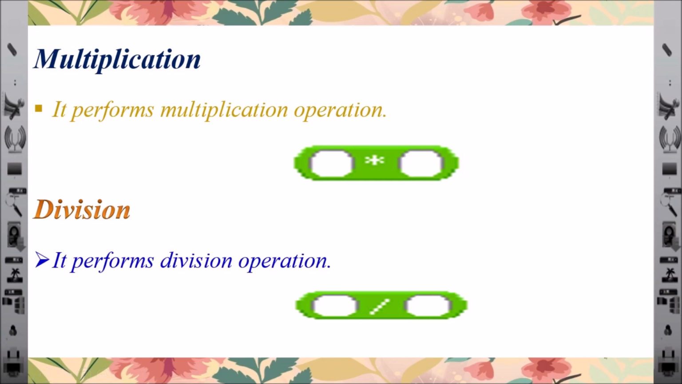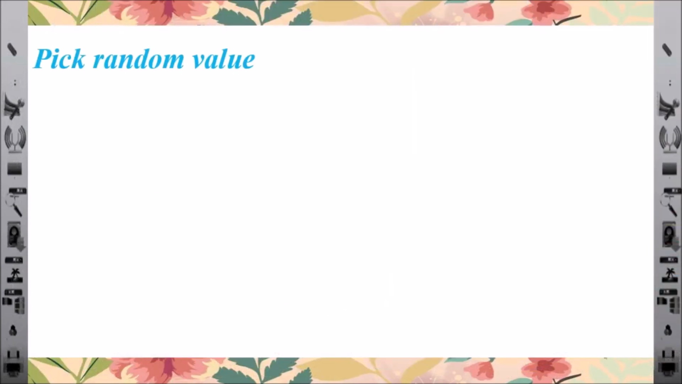Okay, then next one, pick random value. If you want some random data, you collect a value from a starting number to an end number.